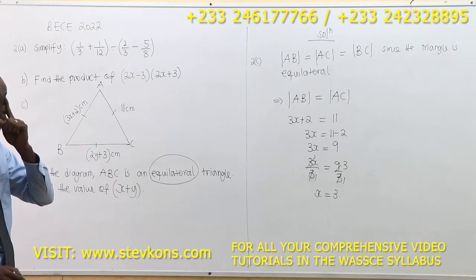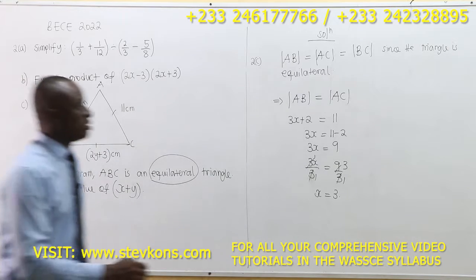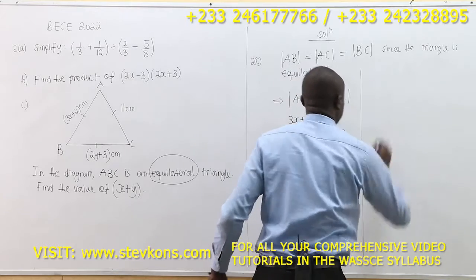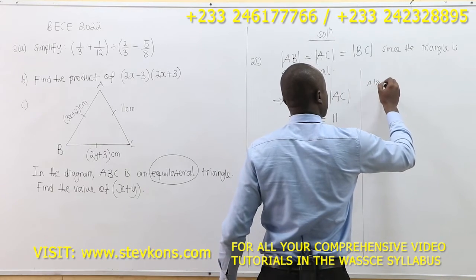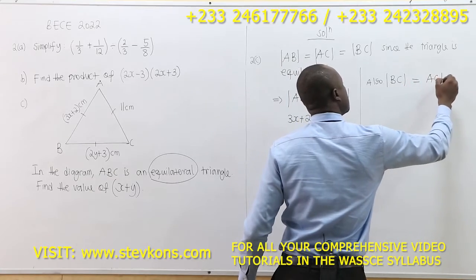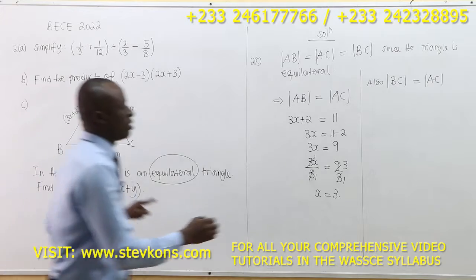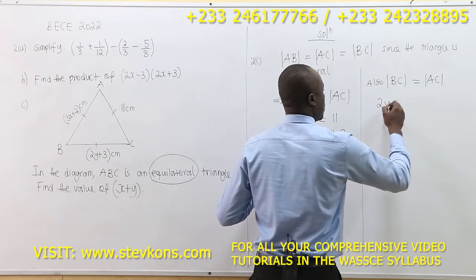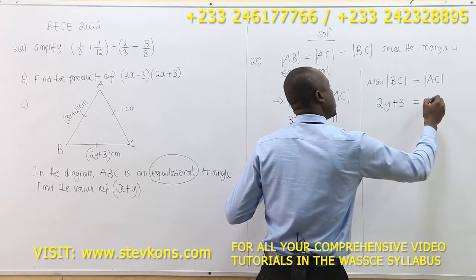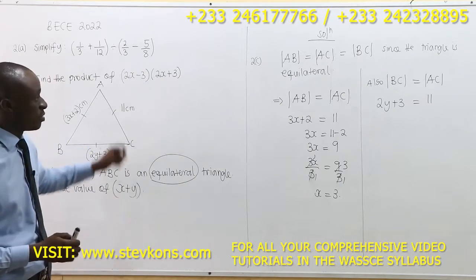X equal to 3. What can we also see? We can see that BC is equal to AC. Also, BC is equal to AC. What is the BC? 2y plus 3. So we have 2y plus 3, and this is equal to 11. 2y plus 3 equal to 11. This is equal to that.